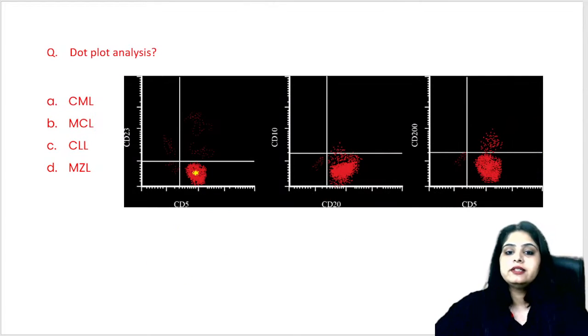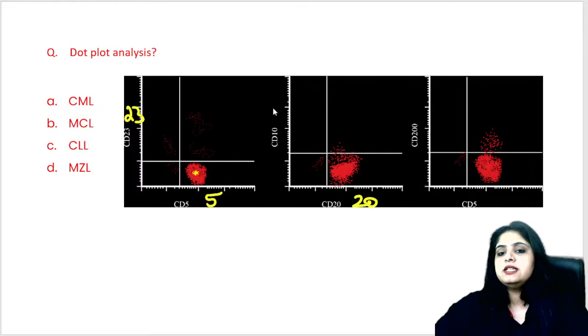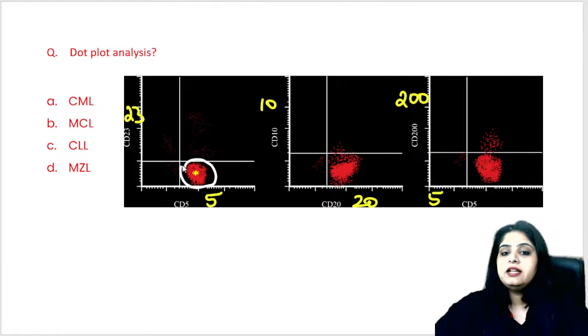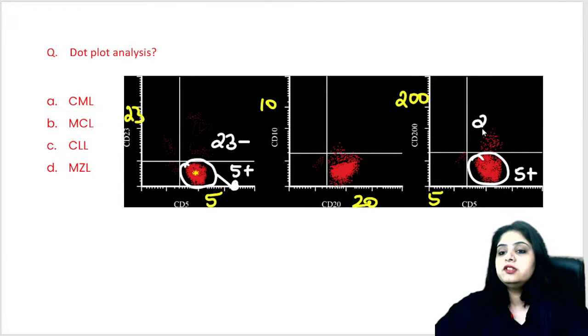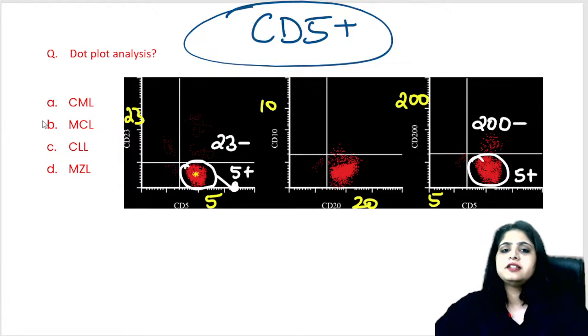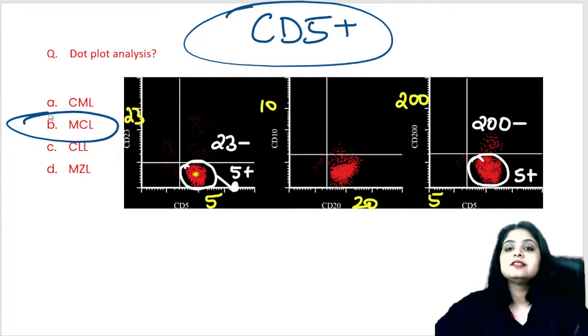Practice one more. Have a look at this. The same graph is there. This is going to be 5. This is 23. This is 20 and 10. This is 5 and 200. But now the cells have changed. The position has changed. Where are they present? Here only 5 is coming positive. See, it's present in this quadrant. Only 5 is positive. 23 is not positive, 23 is coming negative. Here also, if I look, only 5 is coming positive. 200 is not coming positive. So you will say, ma'am, all in all, I realized only one marker is positive, and that marker is CD5. Rest everything is negative. This means it is a case of mantle cell lymphoma.